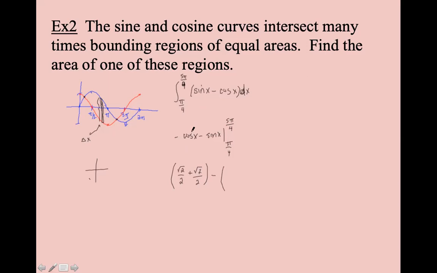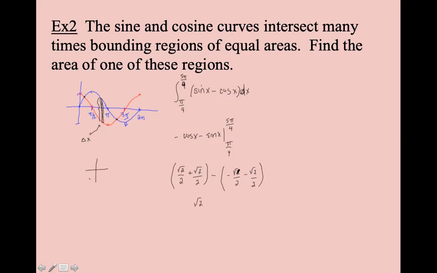Cosine of pi over 4 is square root of 2 over 2. That's going to make it negative square root of 2 over 2. And sine of pi over 4 is the square root of 2 over 2, and that makes it negative square root of 2 over 2. All right, and I'm going to keep simplifying. Square root of 2 over 2 plus square root of 2 over 2 is the square root of 2.